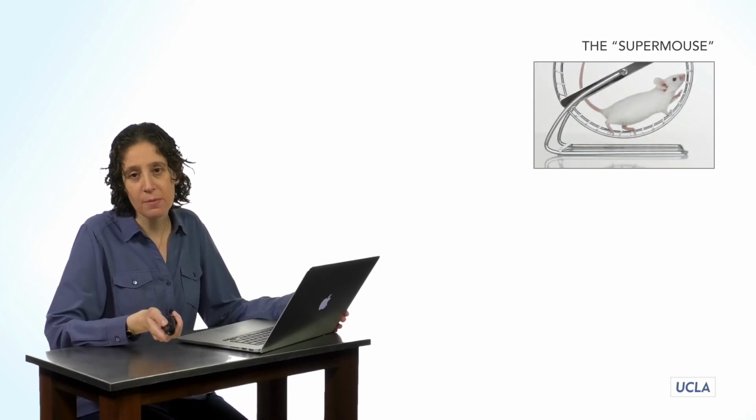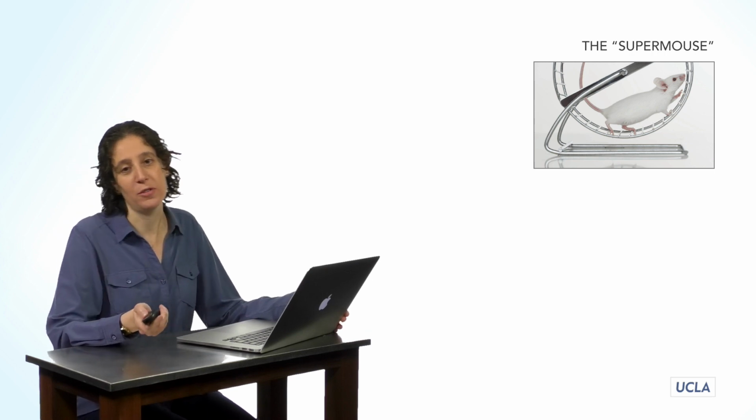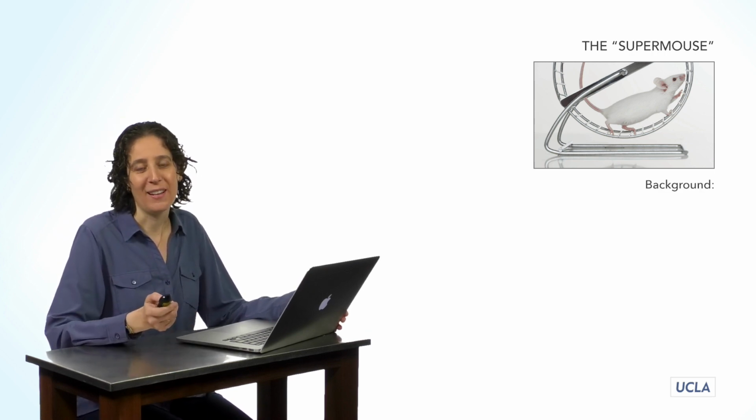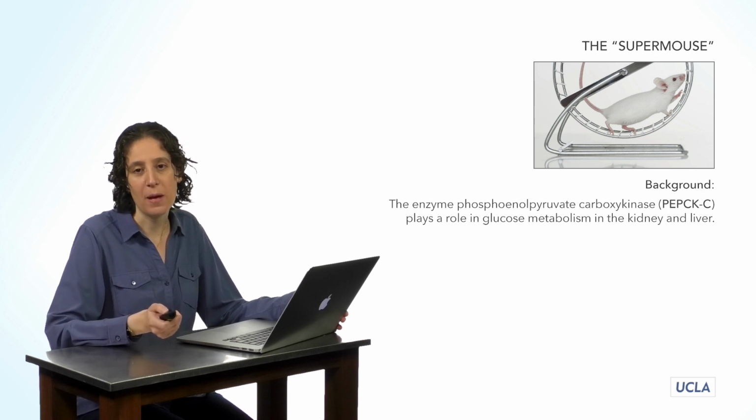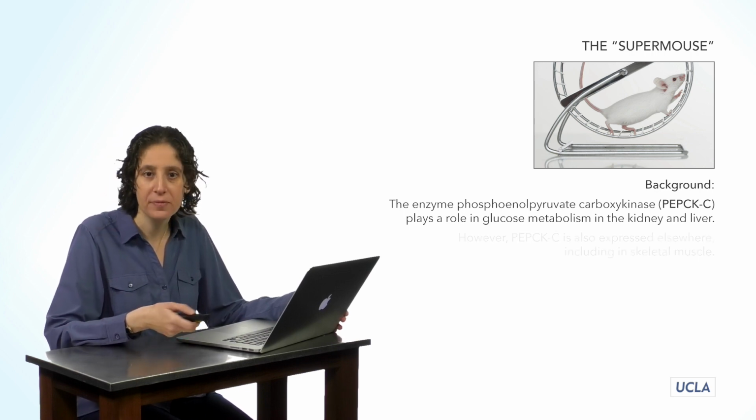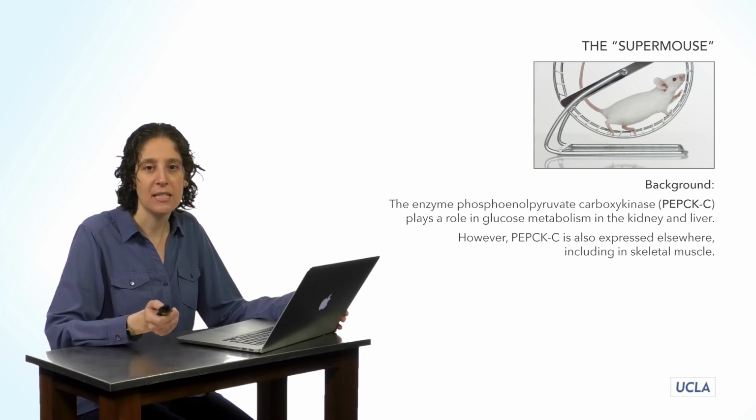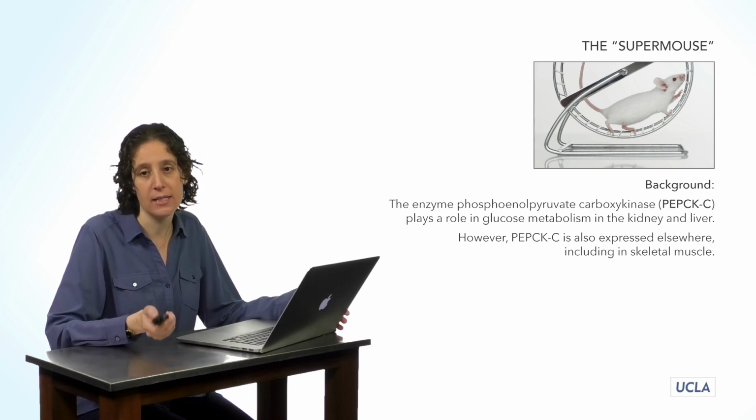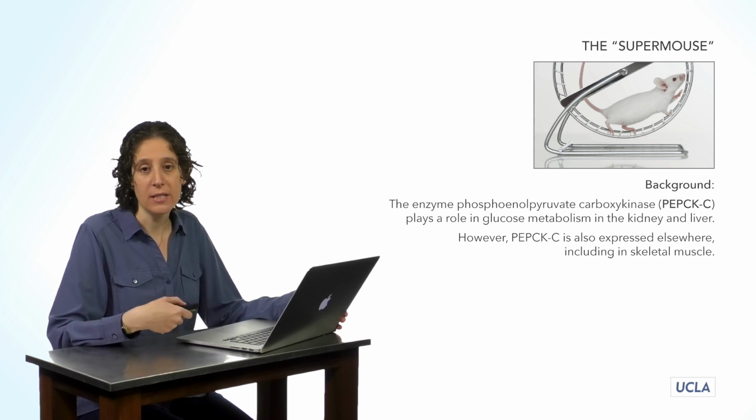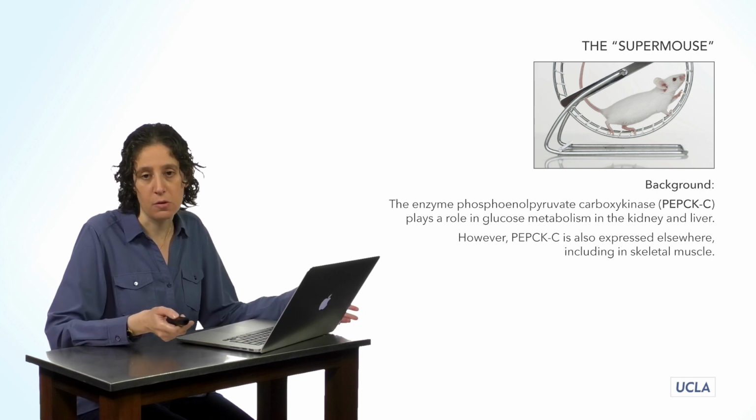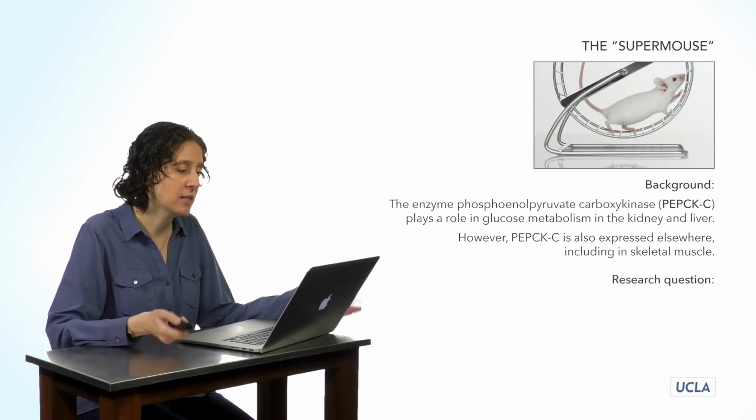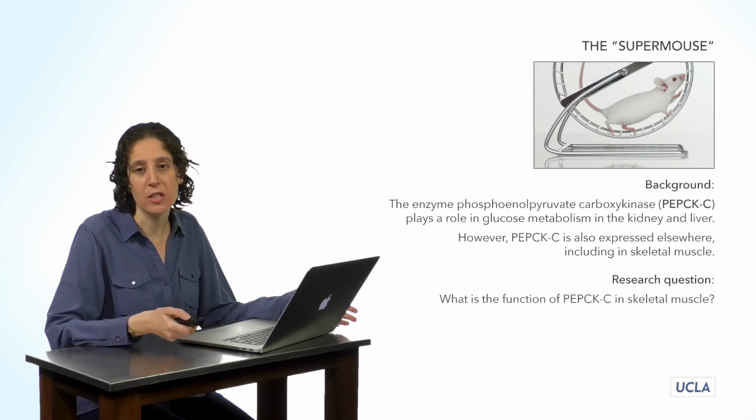The first example we're going to talk about is the transgenic mouse that is sometimes called the super mouse. To give you the relevant background information, there's an enzyme called phosphoenolpyruvate carboxykinase, or PEPCK-C, that plays a role in glucose metabolism in the kidney and liver. However, this PEPCK-C gene is also expressed elsewhere, including in skeletal muscle. But it wasn't clear what the function of this enzyme is in these other places in the body, like the skeletal muscle. So the research question here was, what is the function of this PEPCK-C gene in skeletal muscle?